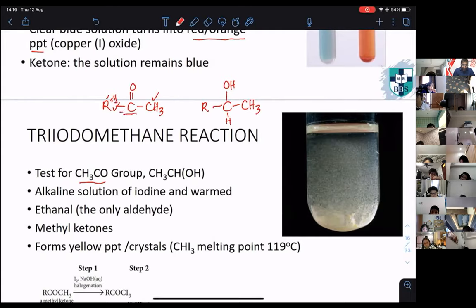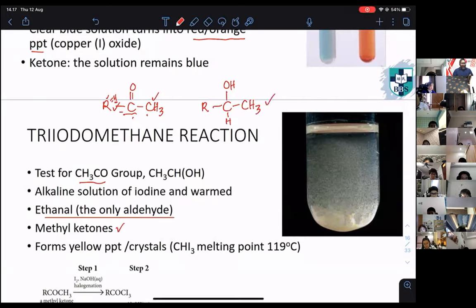So if it is going to be like this, then two carbons, so we are talking about ethanal. So you see, ethanal is the only aldehyde that will give you a positive triiodomethane reaction, or you can have methyl ketones and some other alcohols that have this structure.